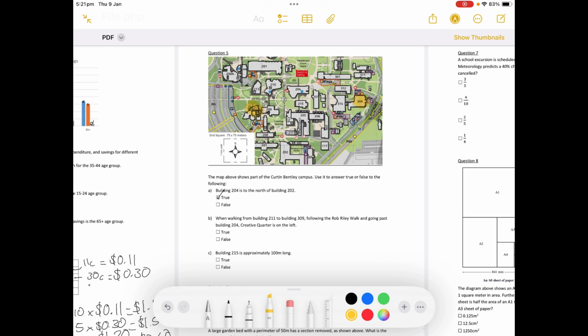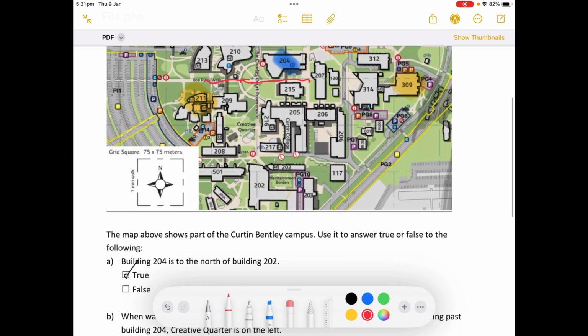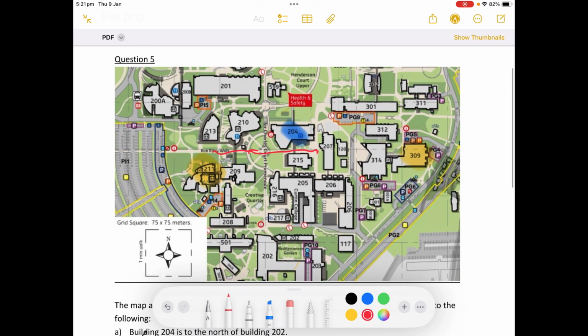If we follow the Rob Riley walk and go past building 204, I marked 204 in a different colour for us. So we're going to go and walk this route, okay? I'm going from here and I'm going past building 204, okay? Is creative quarter on the left? Alright, let's have a look. Might need to zoom in, Chad. Where's creative quarter?